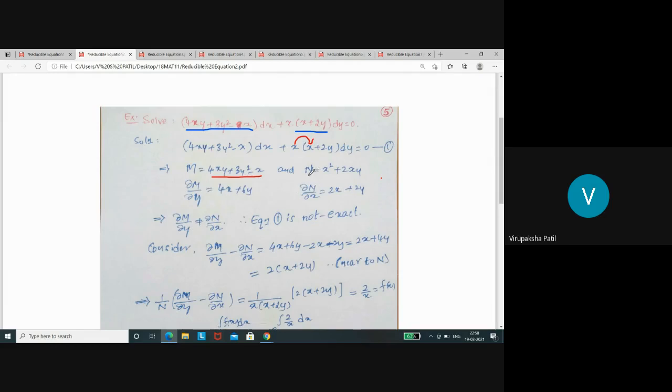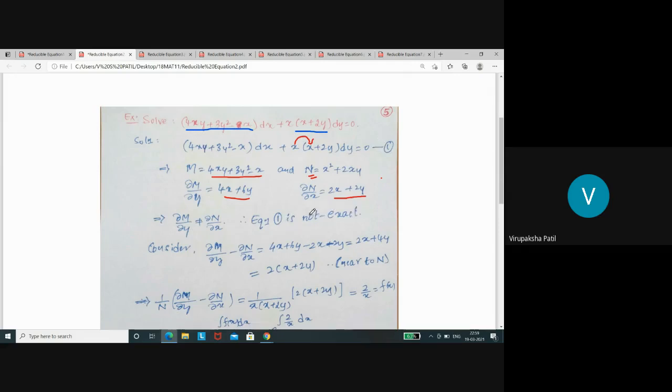And differentiate N partially with respect to x. So ∂N/∂x is the differentiation of x², which is 2x, then 2y is held constant and the differentiation of x is 1, so it becomes 2y. Now you can clearly observe that ∂M/∂y is 4x + 6y and ∂N/∂x is 2x + 2y. Therefore these two are not equal, that is, ∂M/∂y is not equal to ∂N/∂x. Therefore, the given equation is not exact.